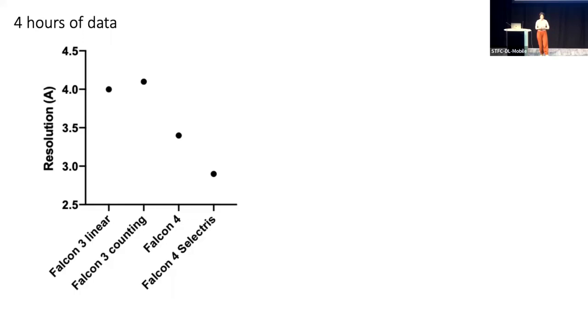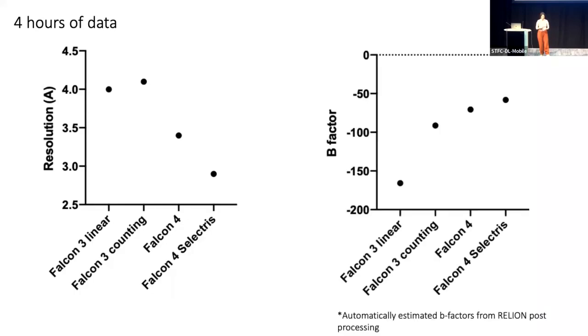Collecting your single particle data on the Selectris does seem to give you a consistent improvement over just using the Falcon 4 alone, which is interesting. And again, just as an indicator in terms of data quality, if we have a look at the automatically estimated B factors that come out when you do your post-processing in RELION, we see a really clear trend, which I think is giving us some indicator that we're seeing improved map quality.